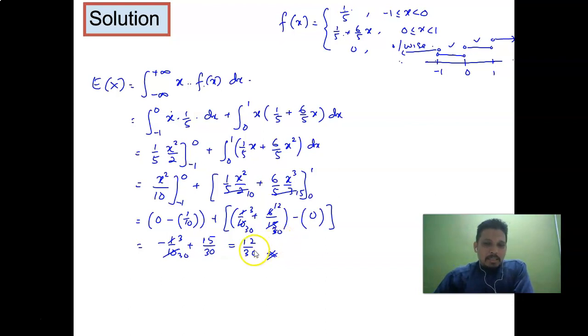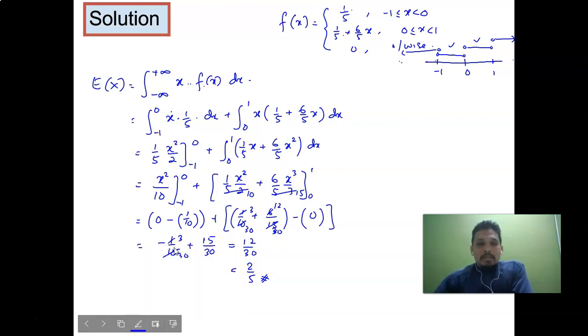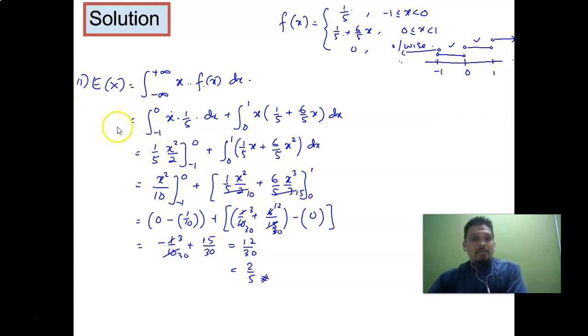Simplify this, which I think we can simplify. Divide by 2, divide by 2 equal to: 12 divided by 2 equal to 6, 30 divided by 2 equal to 15. So 6 over 15, which is 2 over 5. So that is the result of the expected value of x for question number 1.